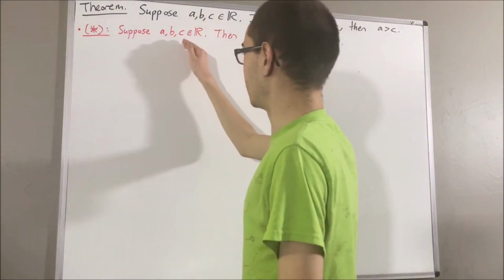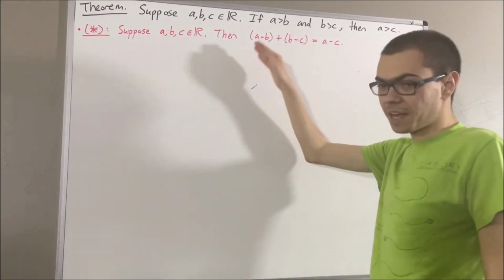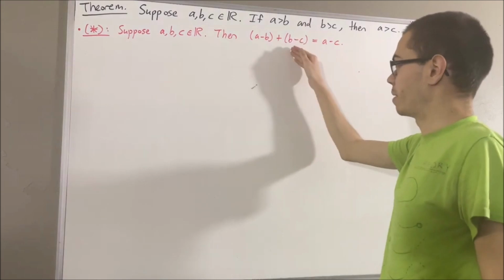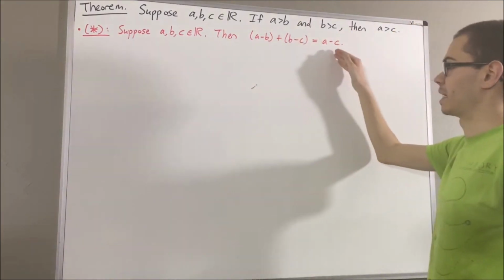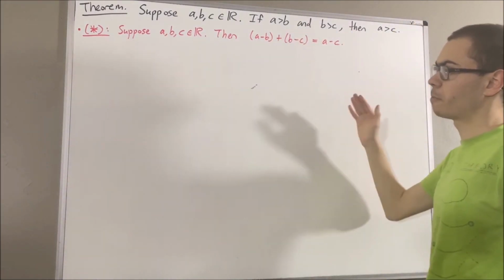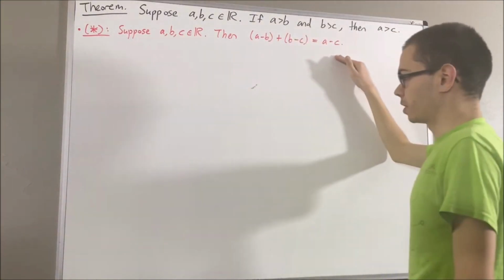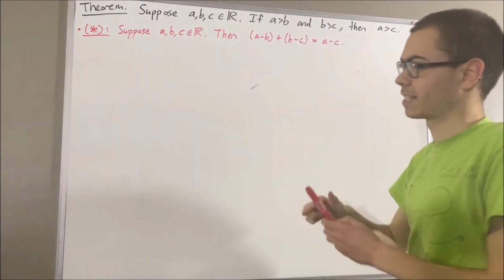Suppose A, B, and C are real numbers. Then A minus B plus B minus C is equal to A minus C. Now, to prove this result, we are going to be using the following axioms.